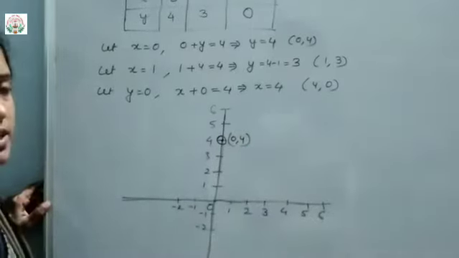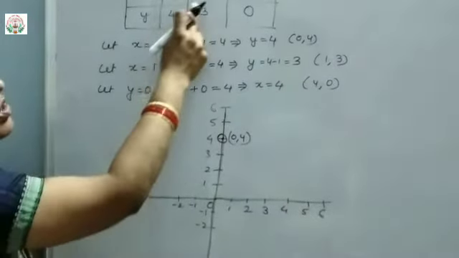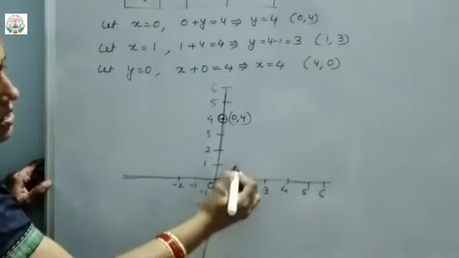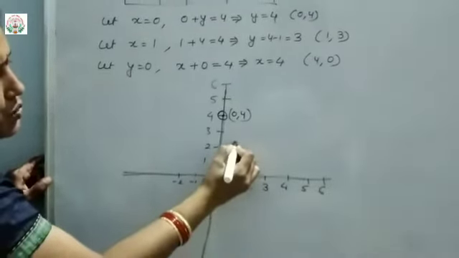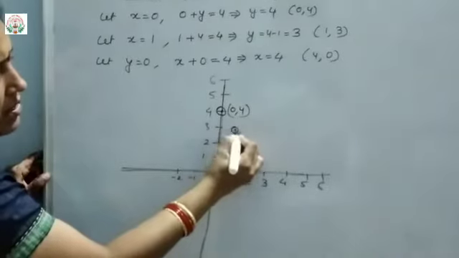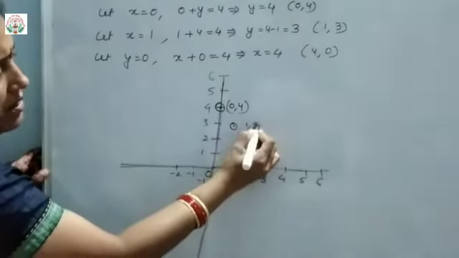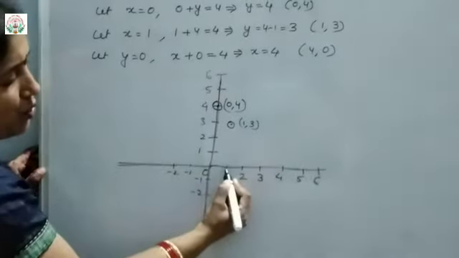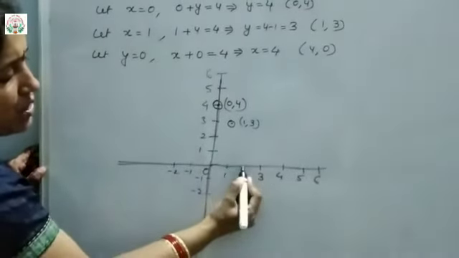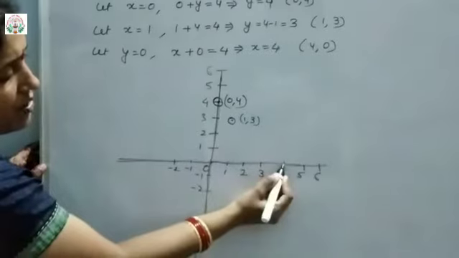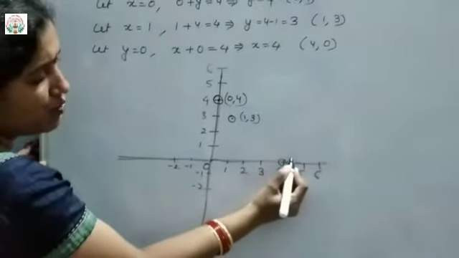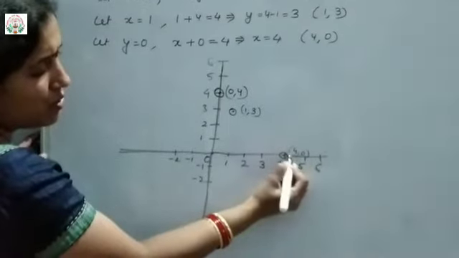This point lies here. Then my next value is what? When x is 1, what is y? 3. So 1, 2, 3. So here it will lie. So this is 1 and 3. And then what is the next? That is 4. X is 4 means 1, 2, 3, 4 here, and y is 0. So this will be 4, 0.